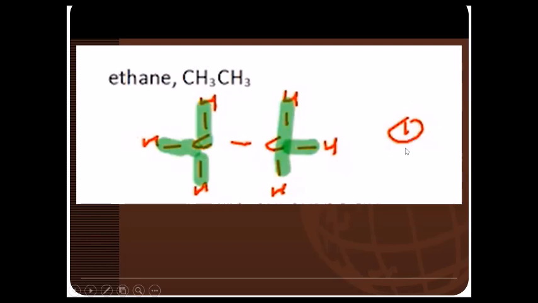If that's all they're looking for on your exam, just say one peak. You might have to explain why, maybe. It depends if you're on paper 2 or paper 1.